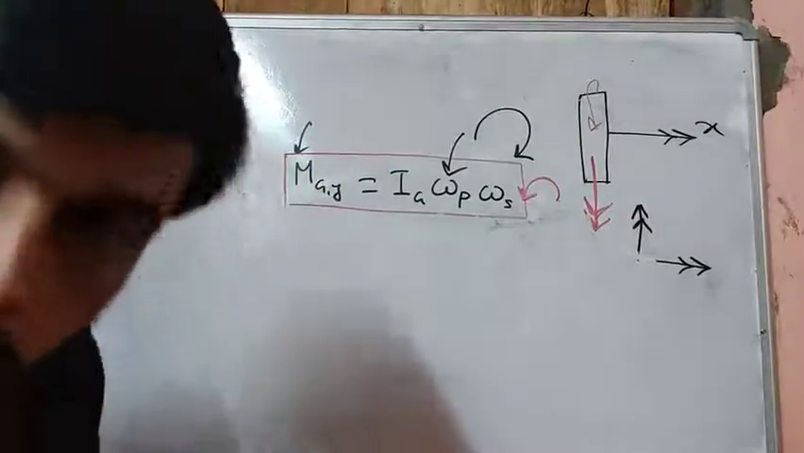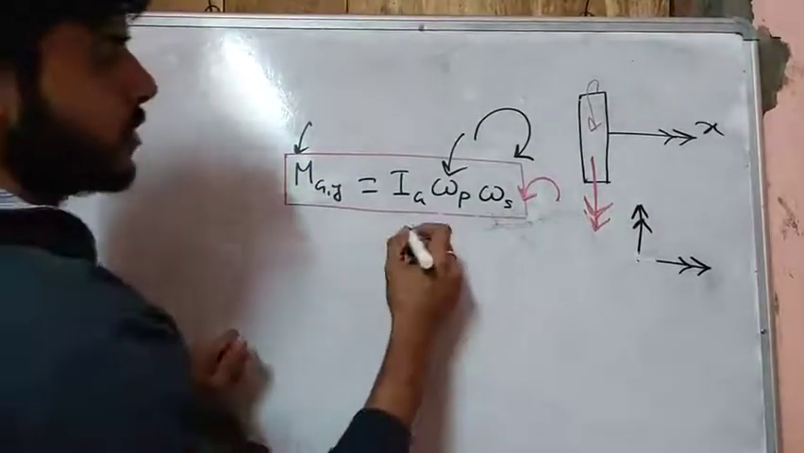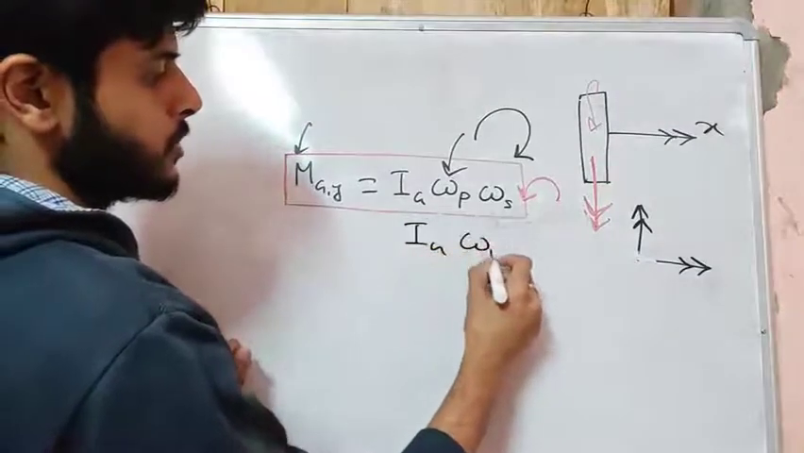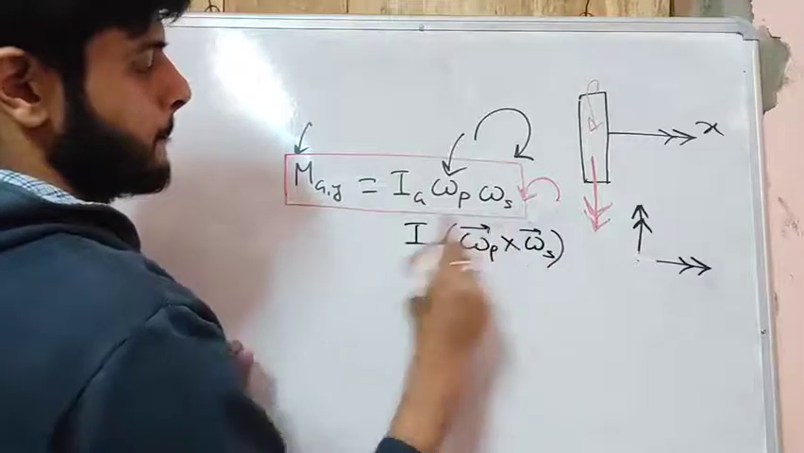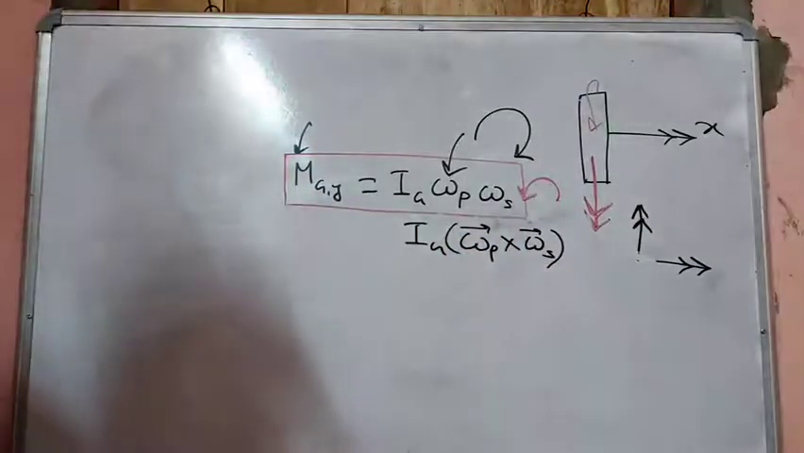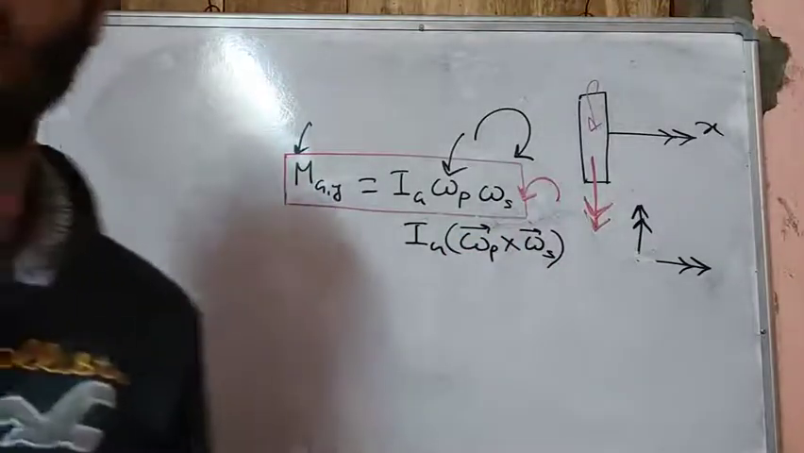Okay, so how do we find out the direction for the gyroscopic disc? The direction of omega p cross omega s will give us the direction of the gyroscopic torque.